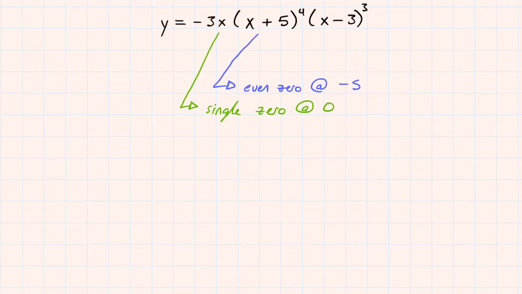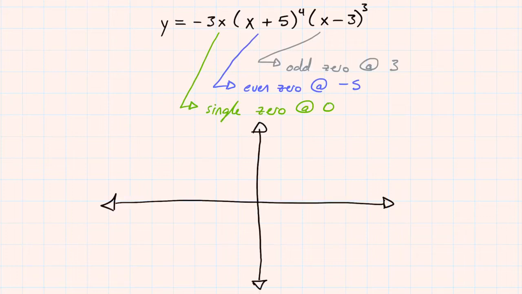And then (x minus 3) cubed is a triple zero or an odd zero at +3. So I know that's going to be a chair. So the chairs are always tricky. The even is going to bounce, but the chair, you got to do that little wiggle when you go through the x-axis. So that's a little different.